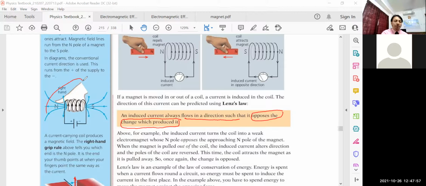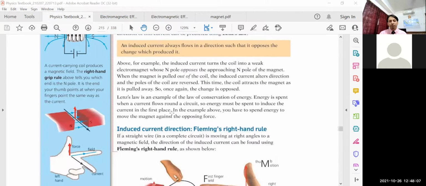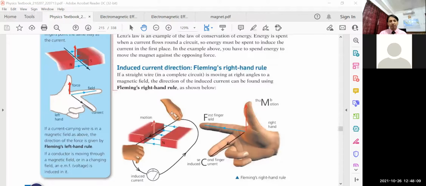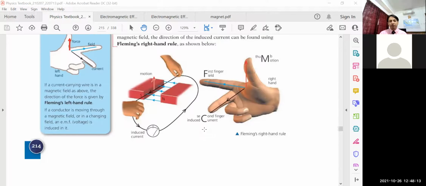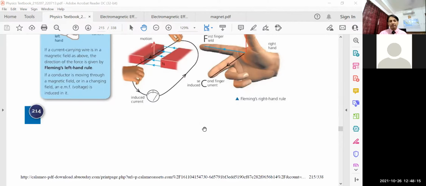Again, you can see that this is also the same right-hand grip rule to find the direction of current in a loop. But before that, you should identify in what direction the north pole will come, where south pole will come. This topic we already discussed in the last lesson, children, Fleming's right-hand rule.